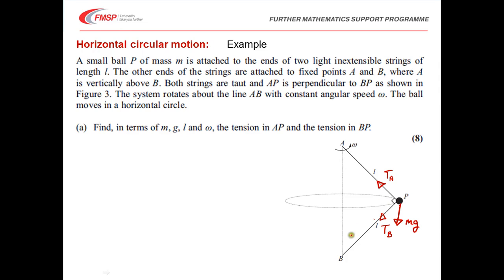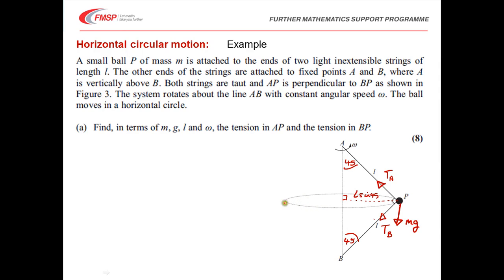I know that because the two strings are the same length and I have a right angle in here, each of these angles is going to be 45 degrees. And that gives me quite a bit of information about the system. I'm also going to pop in a radius to the circle here. And again, looking at this right angle triangle in the top half here, I can see that the radius of my circle is going to be L sine 45, or L over root 2, and we might find that useful later on.